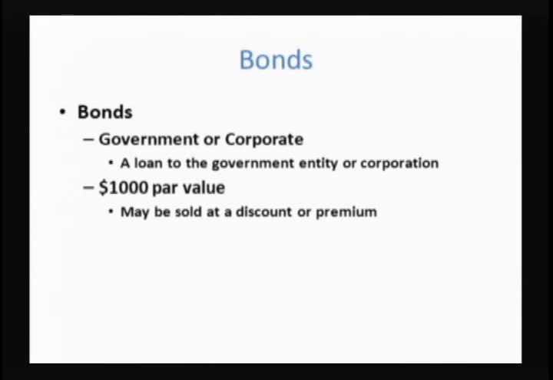Let's take an example here. I have a 10-year bond that is paying 8% interest. That bond was bought for $1,000. A 10-year bond at an 8% coupon means that every year the bond is paying 8% of the $1,000, or $80.